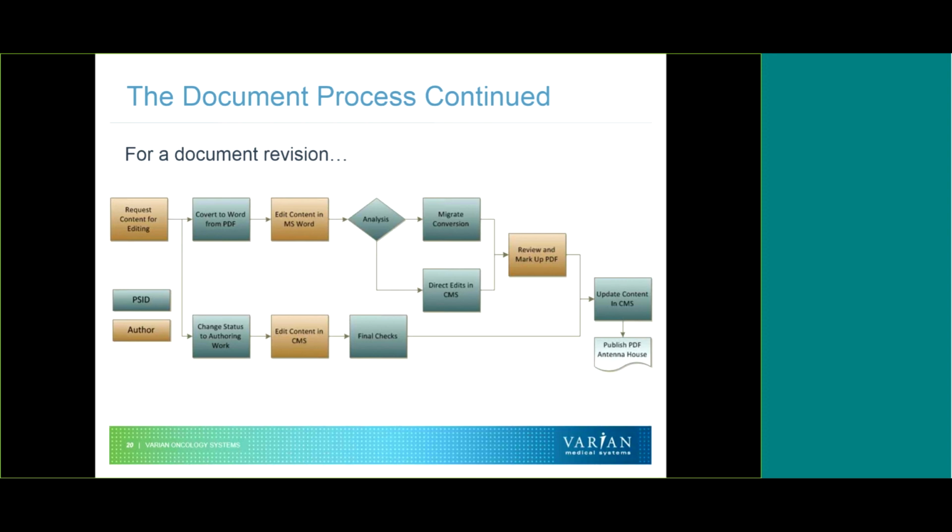So this is also something that we need to overcome as far as a process. We basically have two methodologies. If there's major edits, then we will possibly convert this to Word from PDF and send that back to the content developer and have them edit directly in Word. Once they edit in Word, we go through our analysis process again to see if we need to do a new migrate conversion, or maybe my team can make direct edits in the CMS.